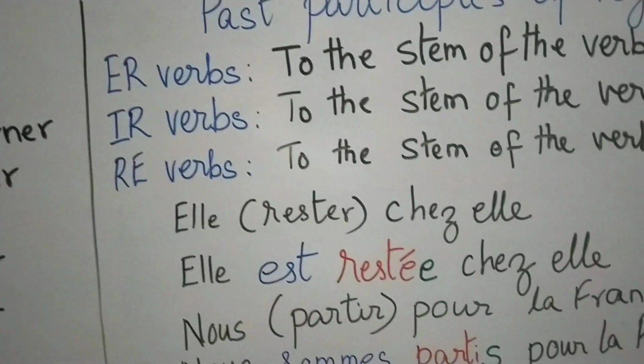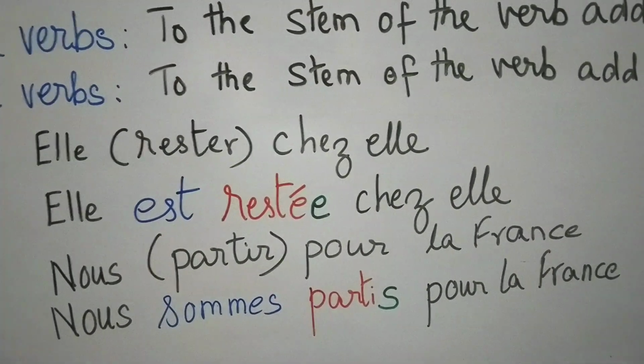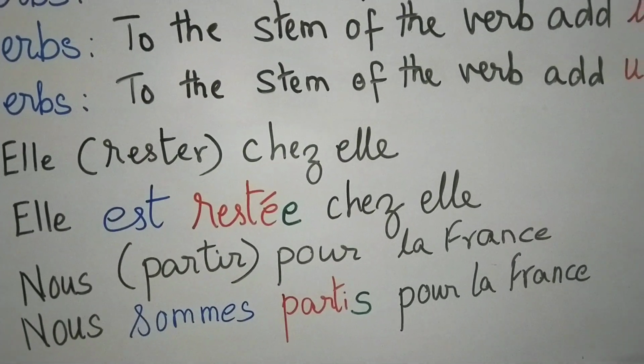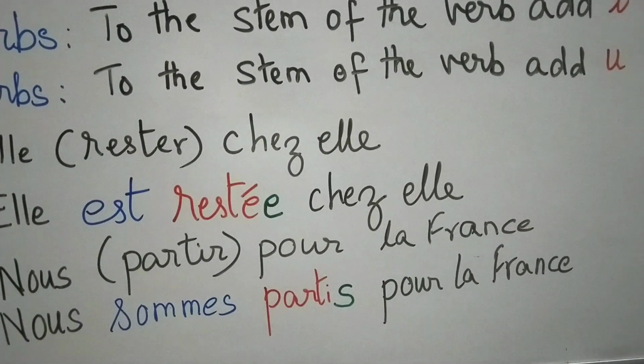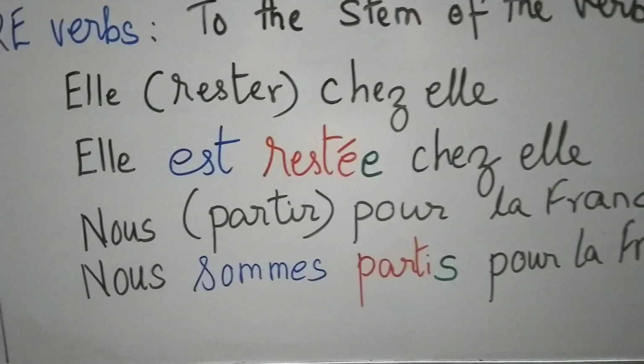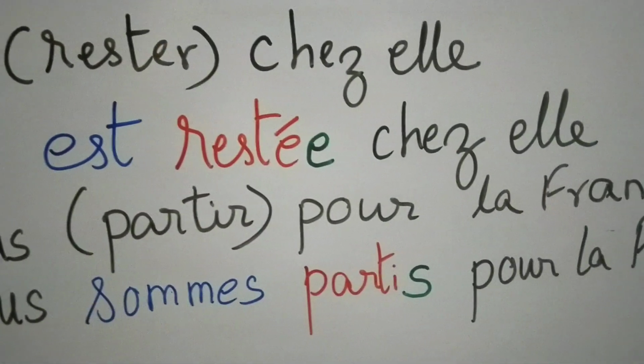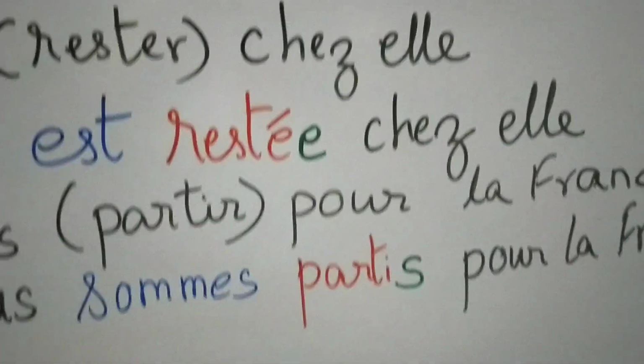And être, when conjugated with nous in the present tense, we have nous sommes. And the past participle of partir is parti. Parti now has to be in agreement with nous, which is the subject pronoun, masculine plural. So we have to add an S to the past participle.